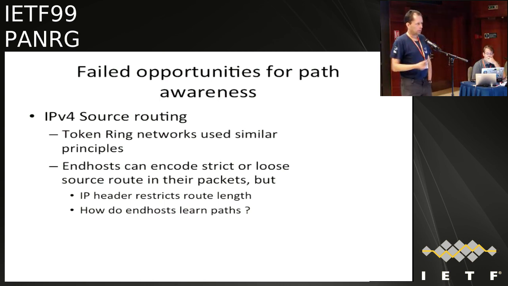So what have we tried on the end host to have a way to do path awareness on the end host? Maybe the first solution was IPv4 source routing. And at that time, you had Token Ring that was doing source routing, and with a way to do all path explore and to discover the paths that were available in the bridge network. In IPv4, we don't have the equivalent of the all path explorer in a Token Ring network.